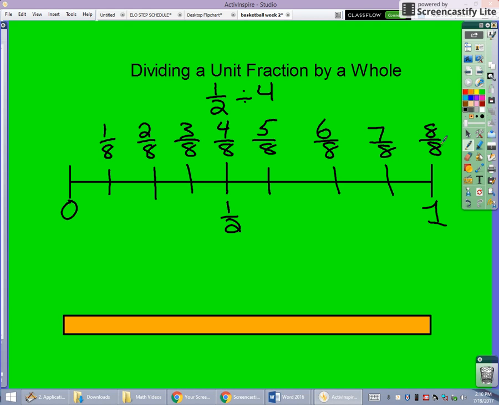Now, in order to find what is 1/2 partitioned into 4 equal parts, what does each part equal, I can take one part, which is from 0 to 1/8, and my answer is going to be 1/8.